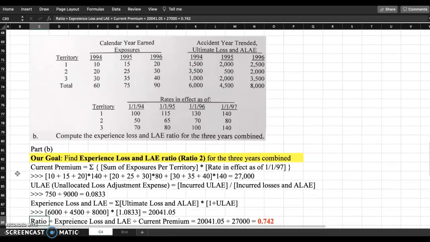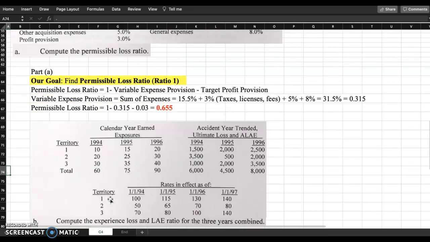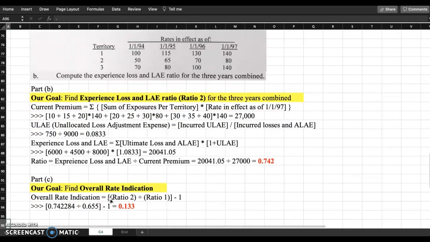All right, so at last, we need to calculate the overall rate indication. Part C is easy. You just have to divide the second ratio over the first ratio that we've calculated, and then just minus 1. Since 1 plus this ratio is equal to that ratio of the ratios. All right, so the overall rate indication is calculated to be 13.3%.